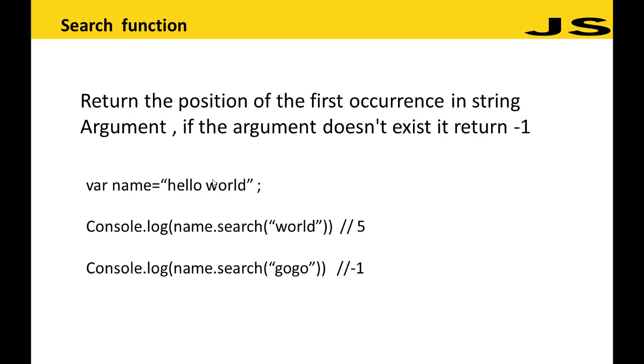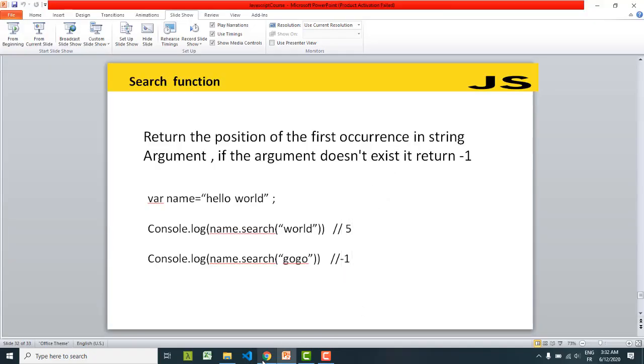For example, if we have a variable called name with the value hello world, I want to console log name dot search word. It will give me 5 because this variable name contains the word "word", so it returns the position of W, the first letter of this word. If we search for the word go, and this sentence doesn't contain the word go, the function automatically returns -1.